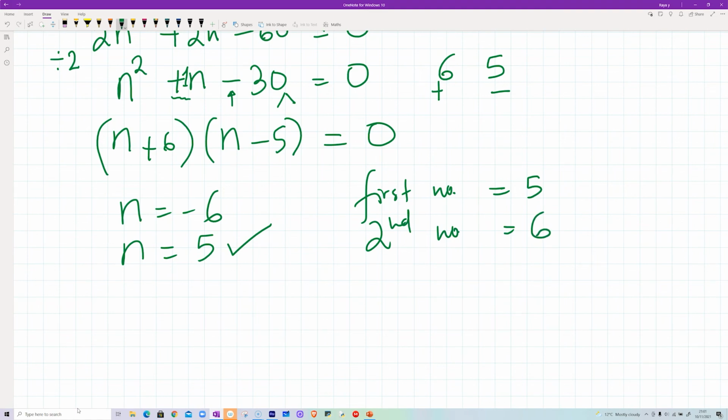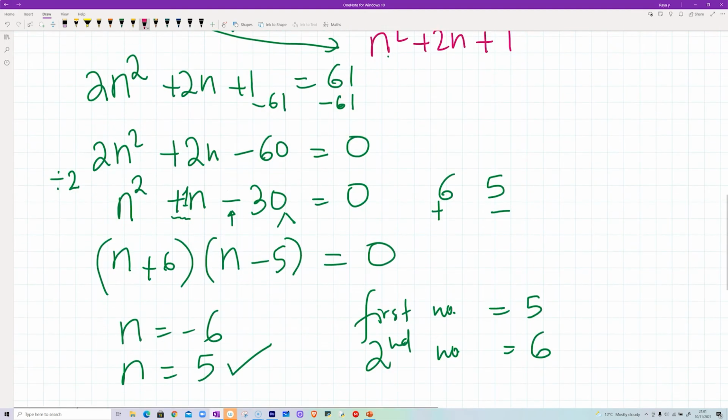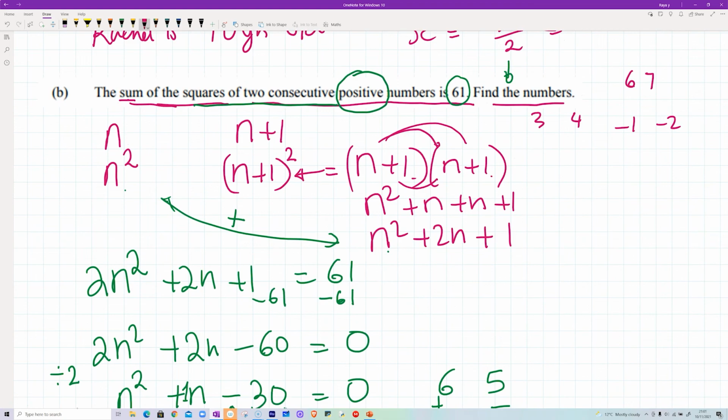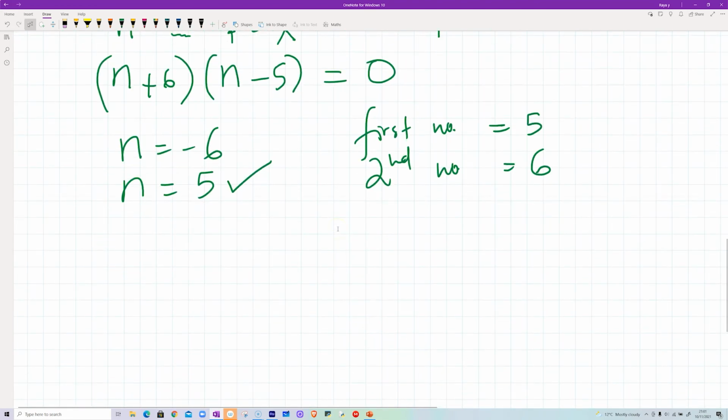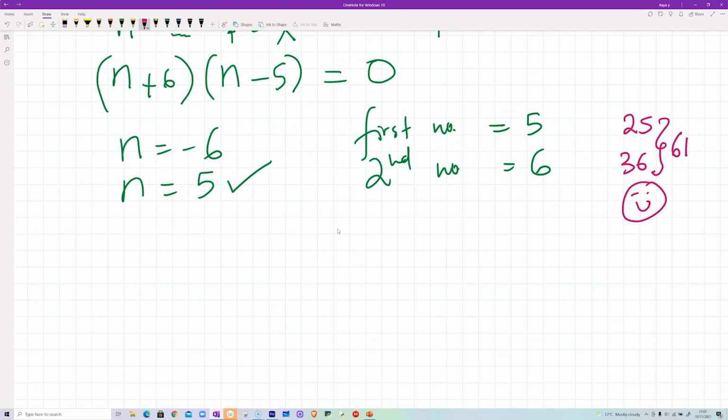Right, let's check this. Okay, let's check them out. What does it say? If you add their squares, you should have 61. So I'm going to add the squares. If I square 5, I get 25. If I square 6, I get 36. If I add this, I get 61. And I'm a happy bunny.